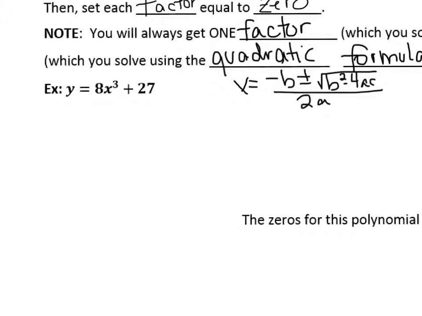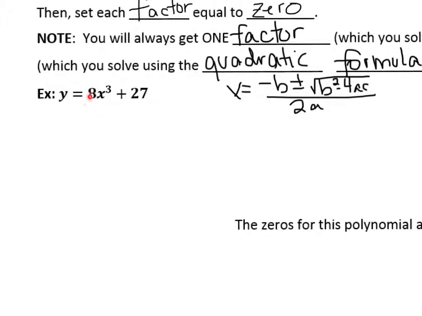8x cubed plus 27. Well, the first reason we know that it's a sum or difference of cubes is that our highest exponent is a cube, and we have a plus, which means it's a sum. Well, the first thing we have to do is break these numbers apart into their 3 equal pieces. So what number times itself 3 times is going to equal 8? And hopefully you realize it's going to be a 2. And x cubed, that one's pretty easy. To get to 3 x's, you need to have 3 x's. So this is going to be 2x times 2x times 2x.